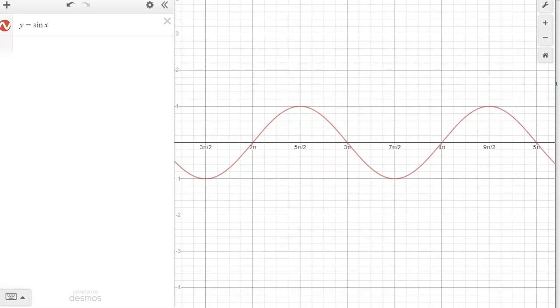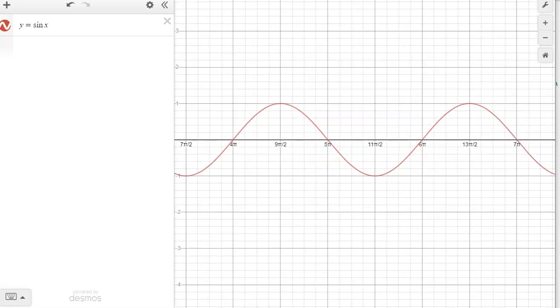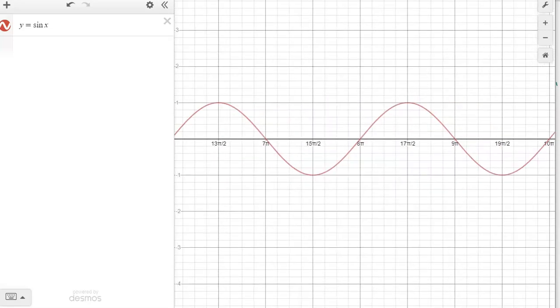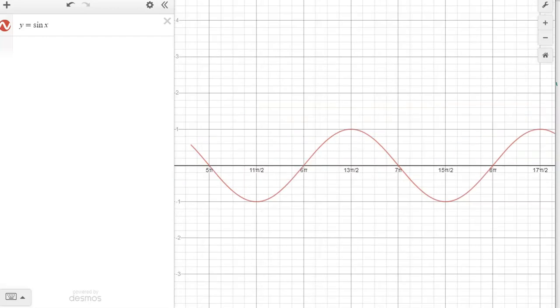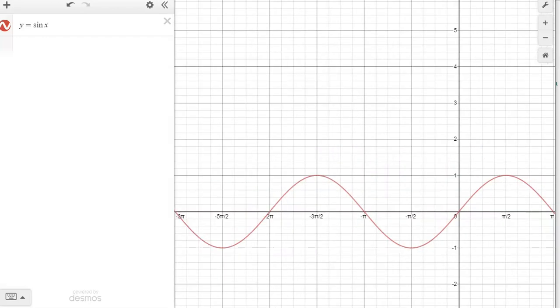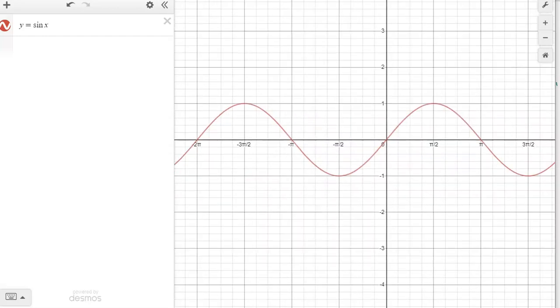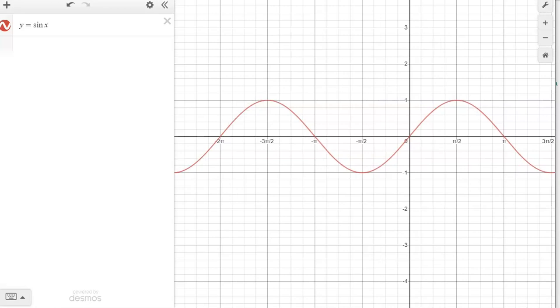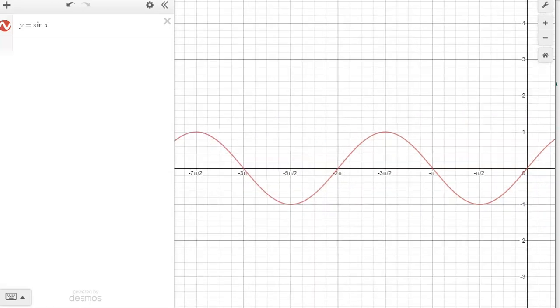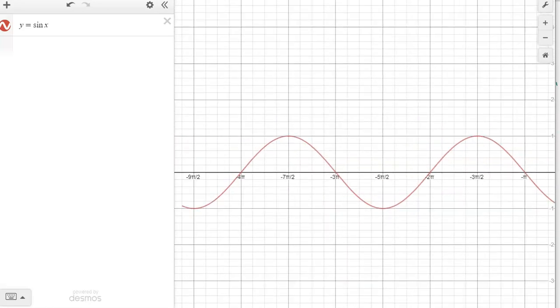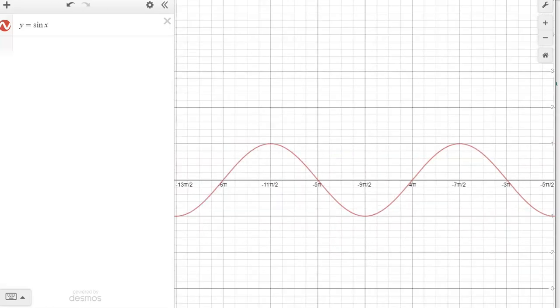From 2 pi to 4 pi is another wave. 4 pi to 6 pi, another wave. 6 pi to 8 pi, another wave. And we could also look backwards, going negative. If I go backwards to -2 pi, now again, I'm going backwards, so my first movement is down, so my y's get negative. I reach that min first. Then I go up to the max, back. So again, that's -2 pi. Another wave to -4 pi. Another wave to -6 pi.